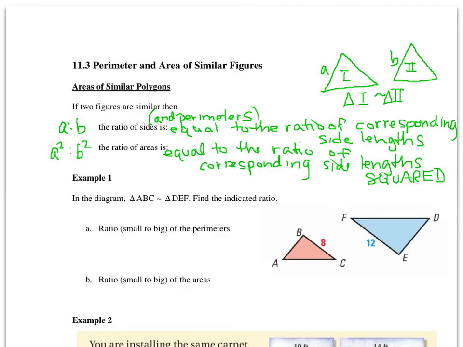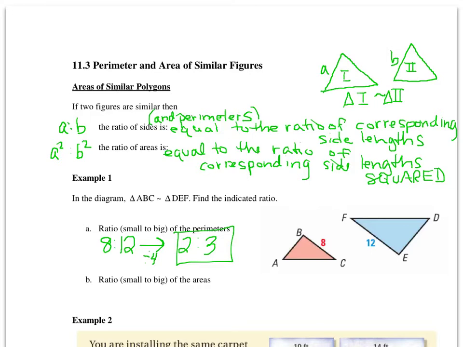So let's look at example 1 here. It says in the diagram, triangle ABC is similar to triangle DEF. Find the indicated ratio. So we want the ratio of the perimeters or side length. Perimeter and side length is the same thing, from small to big. So side BC is right here, and EF, we know, is its corresponding side. So we can write 8 to 12, which reduces to 2 to 3, dividing both pieces by 4. So 2 to 3 would be my ratio of the perimeters, or also the ratio of side lengths, either one.